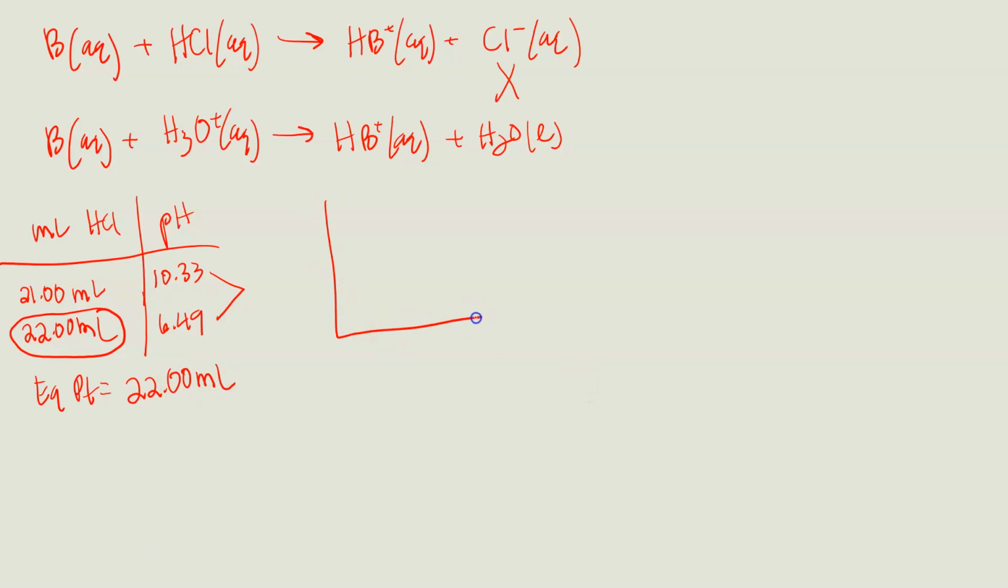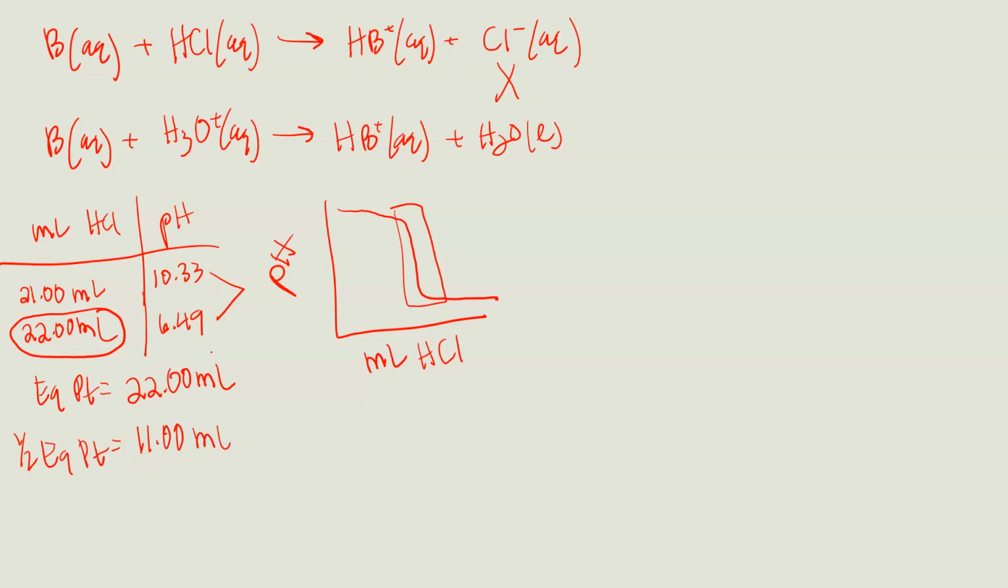Now to help visualize this, you are going to be making a graph for each trial with the volume of HCl in milliliters on the X and the pH on the Y, and it's going to visually look something like this. And that represents that equivalence point. Then the half equivalence point: in the last lab, we determined that by taking the volume and dividing it by 2, same here. We're just going to take the volume at the equivalence point and divide it by 2.